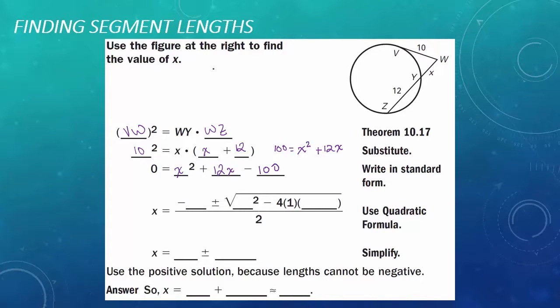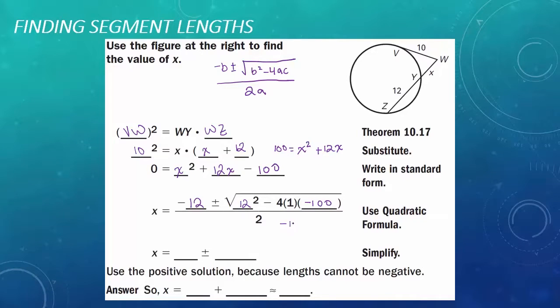Remember, the quadratic formula is negative b plus or minus the square root of b squared minus 4ac, all divided by 2a. So in this case, my b is 12, so it's going to be negative 12 plus or minus the square root of 12 squared minus 4 times 1 times negative 100, all divided by 2. Going to do the math over here.